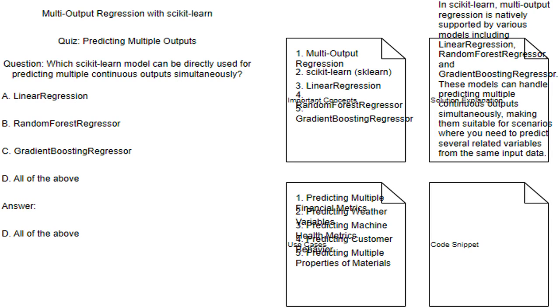Predicting machine health metrics, monitoring various aspects of machine performance like vibration levels, temperature, and pressure, can help anticipate maintenance needs and prevent breakdowns. Predicting customer behavior, understanding customer preferences, purchase patterns, and churn likelihood simultaneously, can help optimize marketing campaigns and customer retention strategies. Predicting multiple properties of materials, characterizing materials like strength, density, and elasticity simultaneously, is crucial in engineering and materials science.